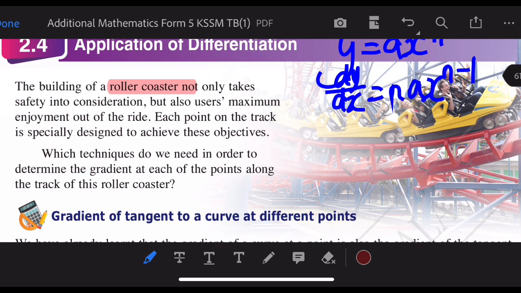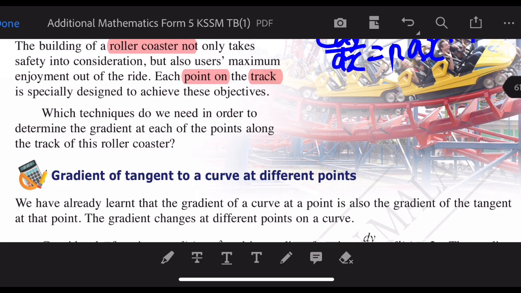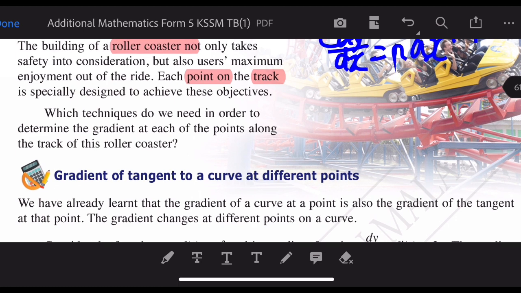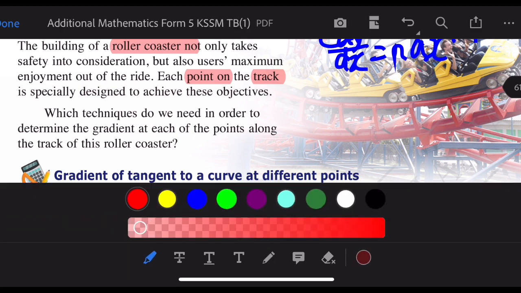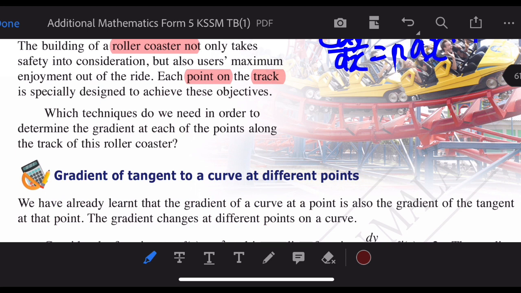Now let's go through. The building of a roller coaster not only takes safety into consideration, but also uses maximum enjoyment out of the ride. Each point on the track is specially designed to achieve this objective. Point on the track. Track is the curve, right? Now, which technique do we need in order to determine the gradient at each of the points? So it seems that dy/dx is applied in the roller coaster. Gradient of each point along the track. Track is actually the curve of this roller coaster, right?